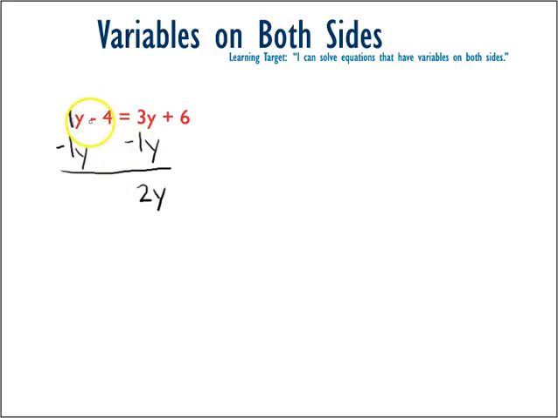Be really careful here. See this negative? It belongs to the 4. It's still with the 4. Don't lose it. Equals 2y plus 6 now. And again, we're back to a two-step equation.